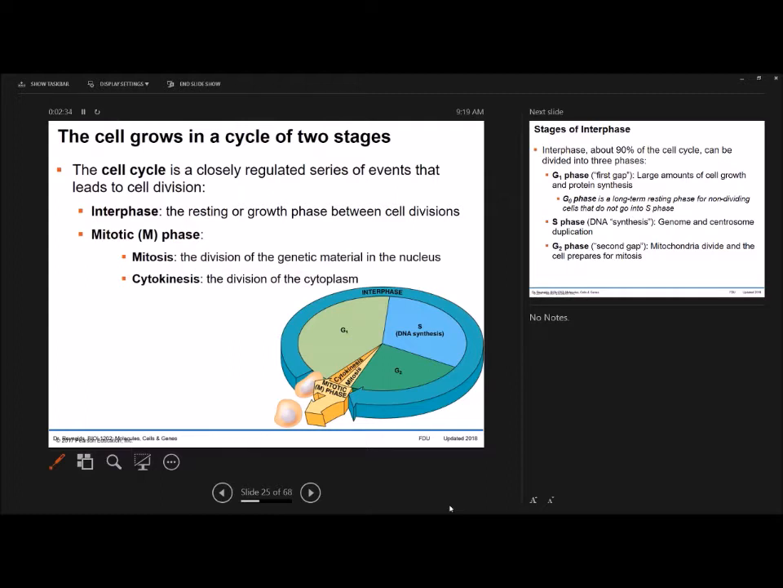How many of you guys have heard of cytokinesis? That normally taught with mitosis? Awesome. Cool. We're going to go through it again though.